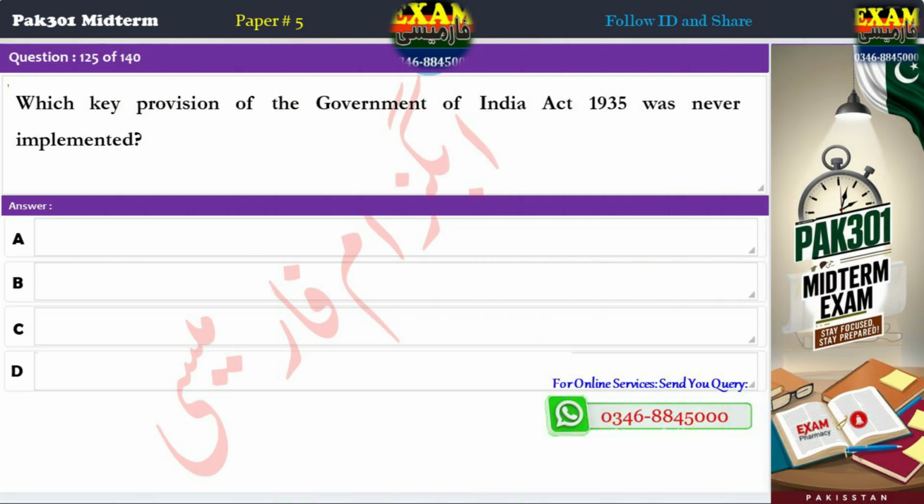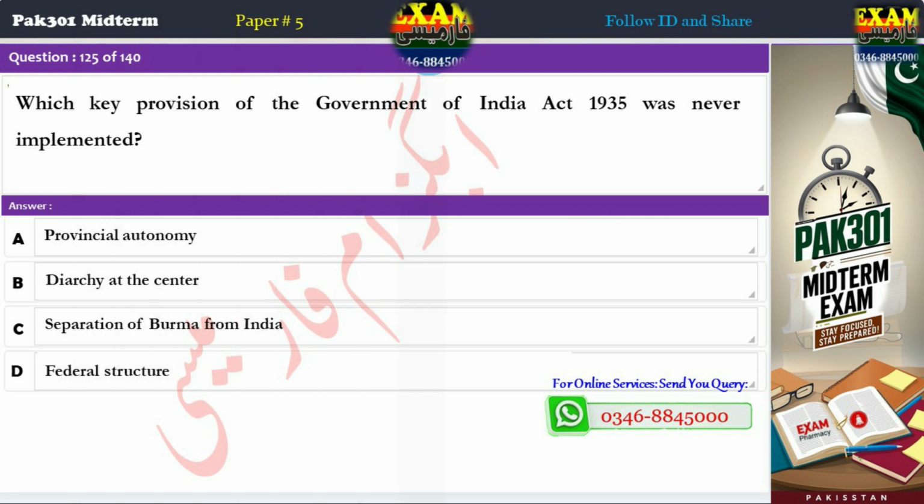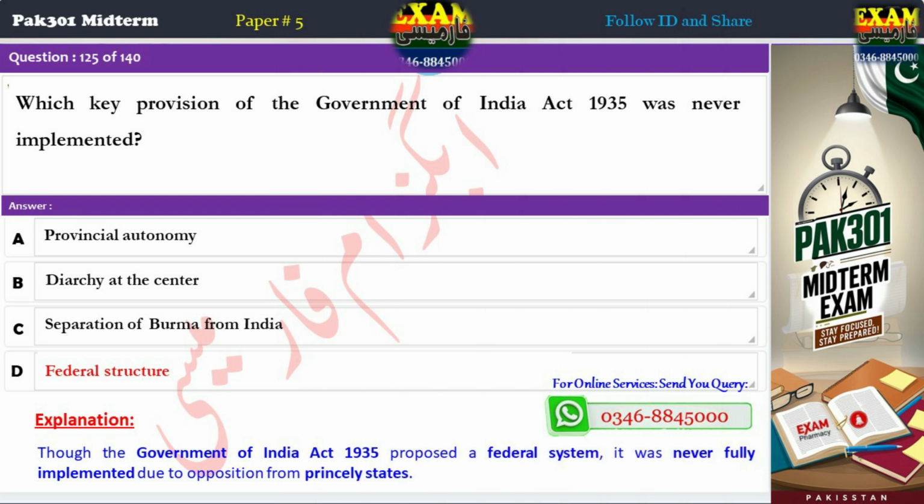Question 125. Which key provision of the Government of India Act 1935 was never implemented? A. Provincial autonomy. B. Diarchy at the center. C. Separation of Burma from India. D. Federal structure. Correct answer: D. Explanation: Though the Government of India Act 1935 proposed a federal system, it was never fully implemented due to opposition from princely states.